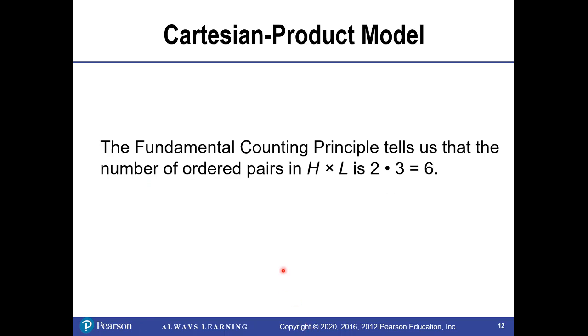This is that fundamental counting principle. Whenever you have a series of choices, you can multiply the number of choices you have each time together. So I had 2 choices for a history course and 3 choices for a language course. 2 times 3 is 6. I have a total of 6 choices.